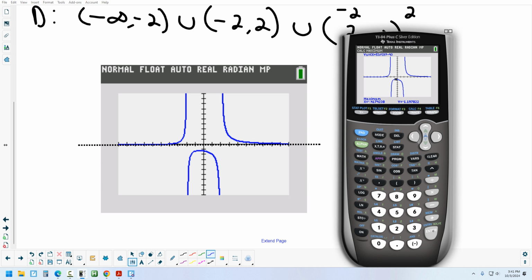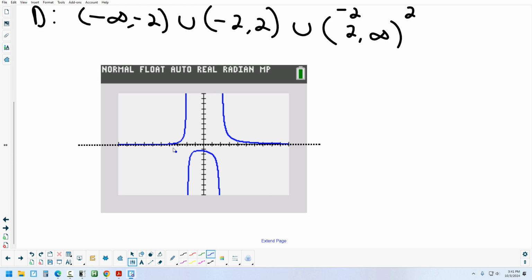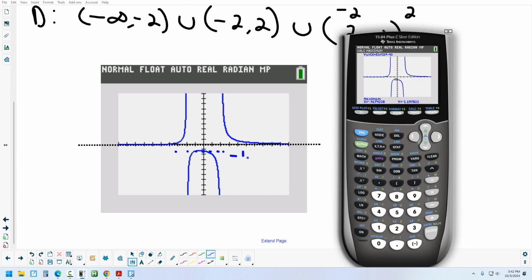So it looks like it comes up to negative 1.2. That's what it comes up to right there. If we go to 2 decimal places, it's negative 1.20.